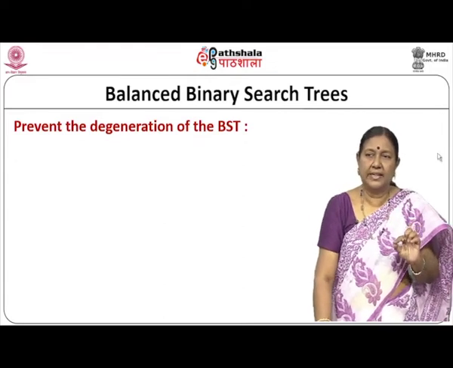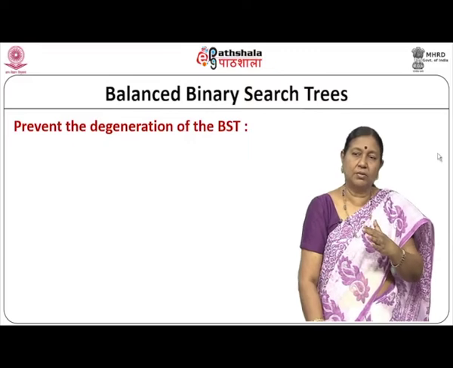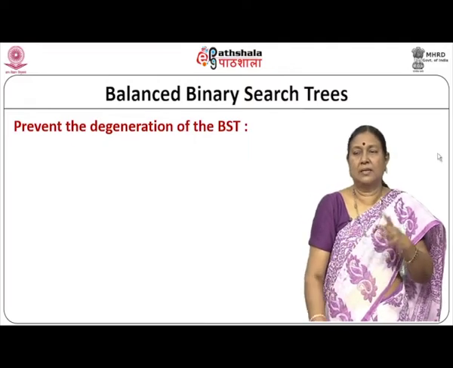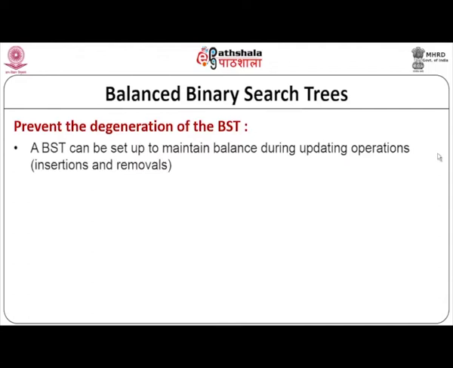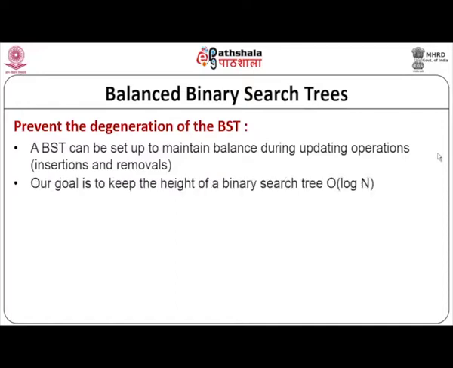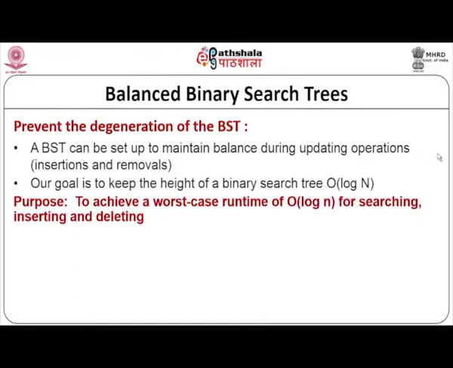Now, let us look at binary search trees again. We want to prevent the degeneration of the binary search tree, that is, we want to keep an approximately good balance. A binary search tree can be set up to maintain balance during the updating operation. Every time we do an update, be it an insertion or a deletion, we want it to be balanced. When I say balance, we do not mean perfect balance. Our goal is to keep the height of the binary search tree of the order of log n. The purpose is to achieve a worst case running time of the order of log n for searching, inserting and deleting.